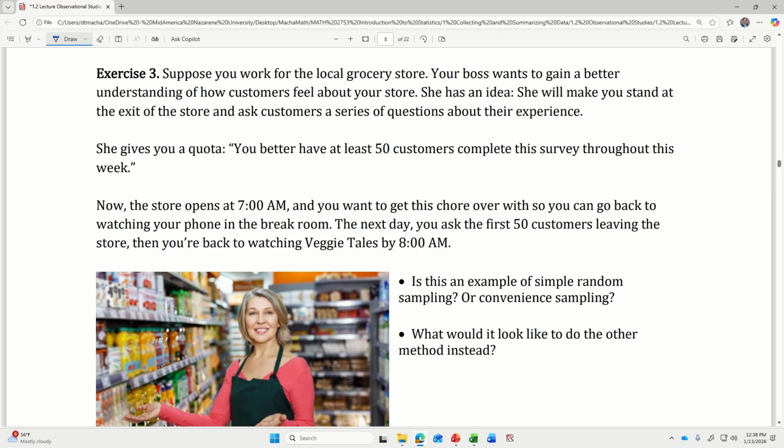Keely? Keely's not here? Oh, okay. We're doing it by number. Sean, what do you think? Is it simple random or convenience? Convenience. Yes. It's more convenient for you to just get this over with. Ask customers back to back to back.